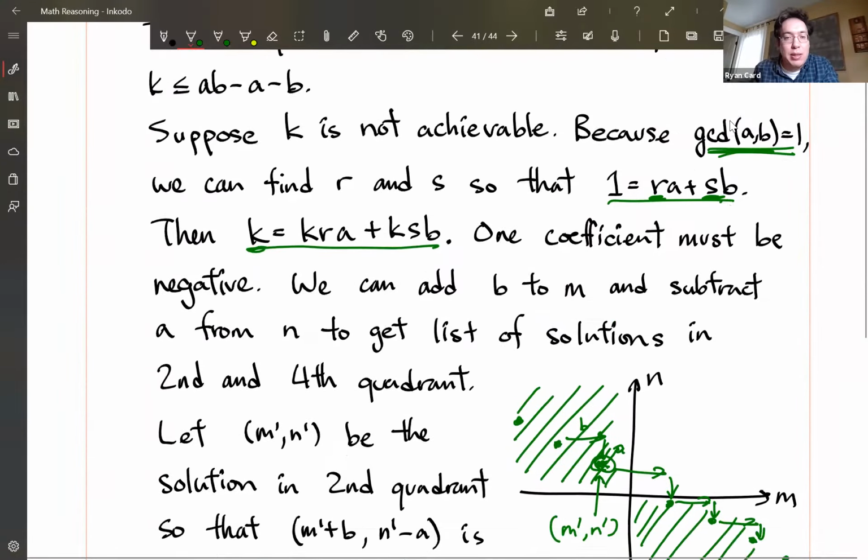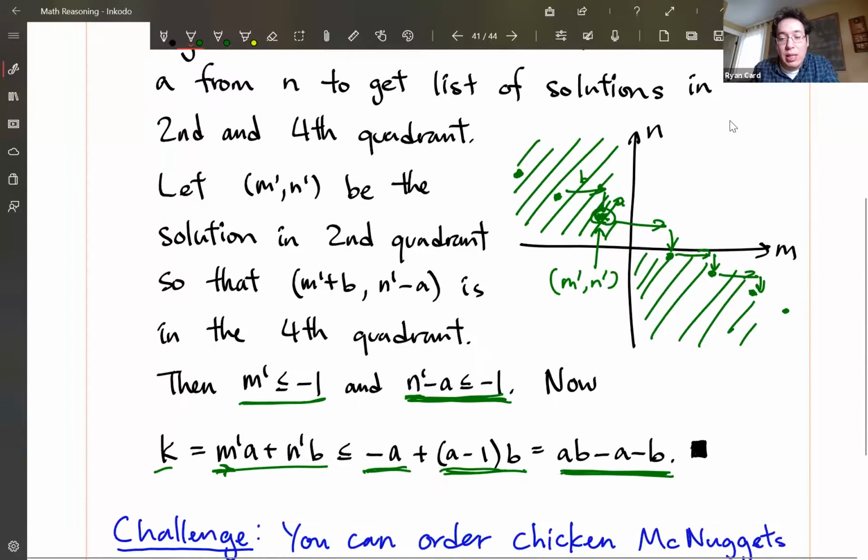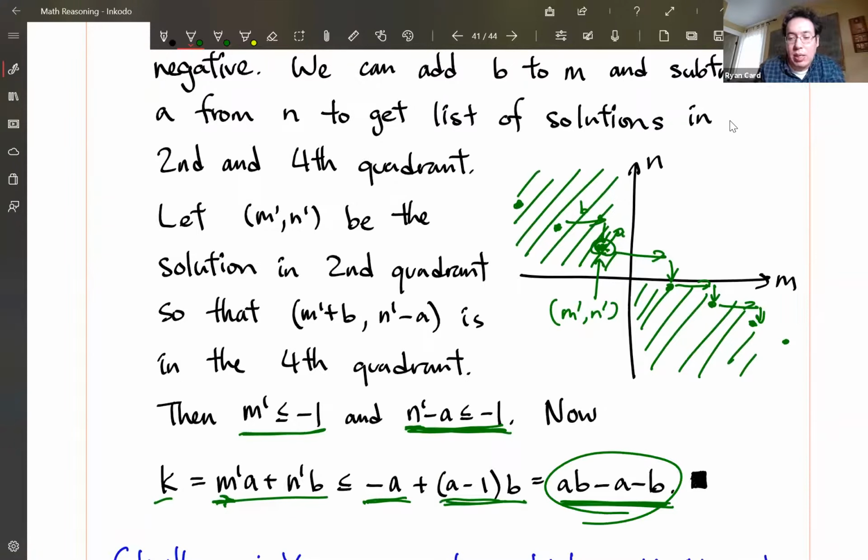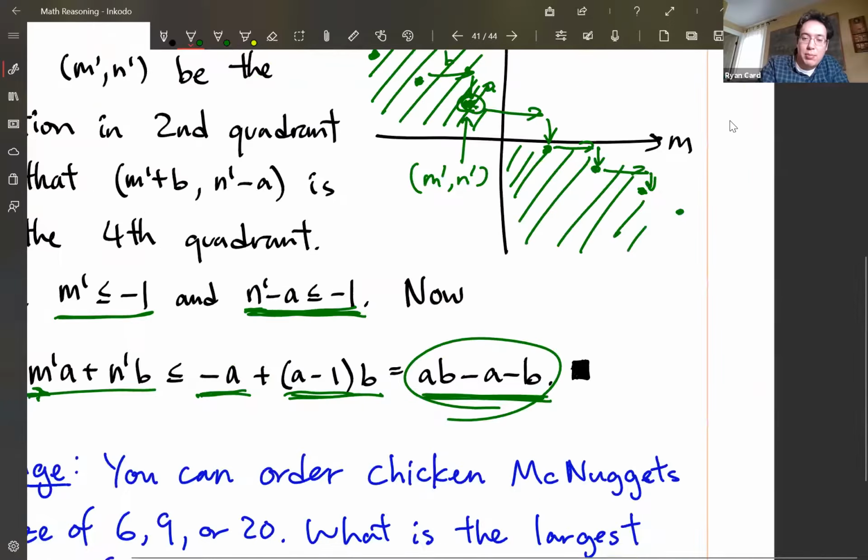So I hope that made sense, right? So this is the largest number that's not achievable by two relatively prime positive integers a and b. So I think that's an interesting problem. This guy has a name. It's called the Frobenius number. It's the largest number that's not a solution to this type of problem.